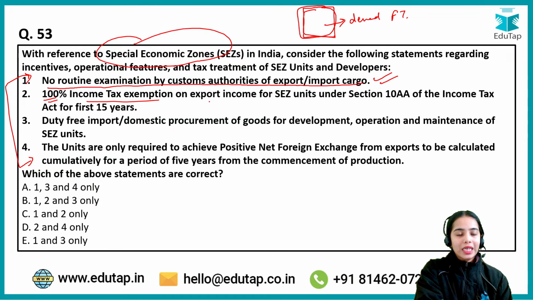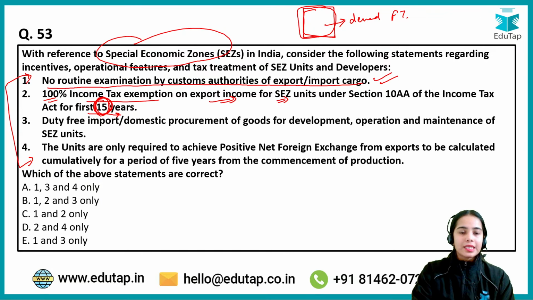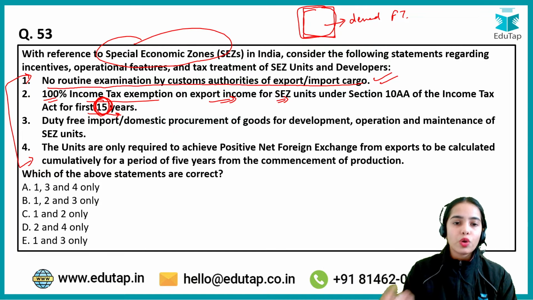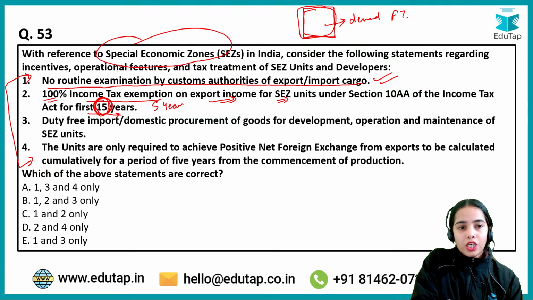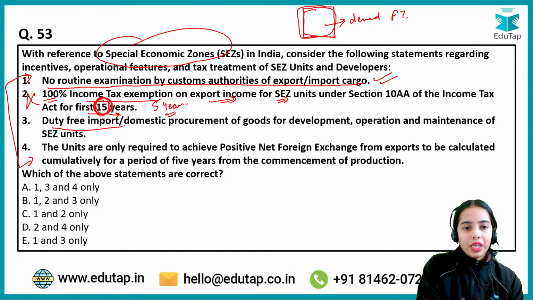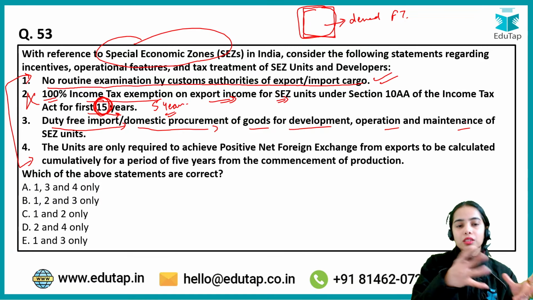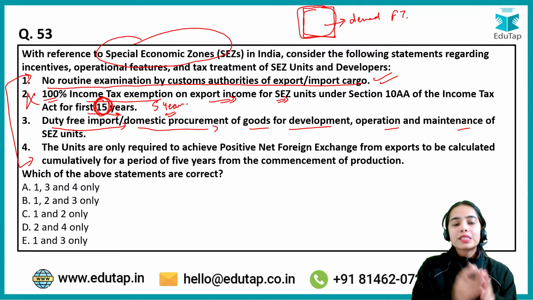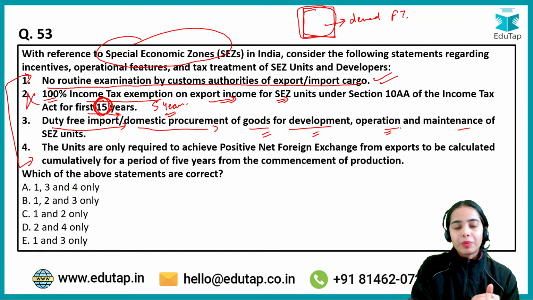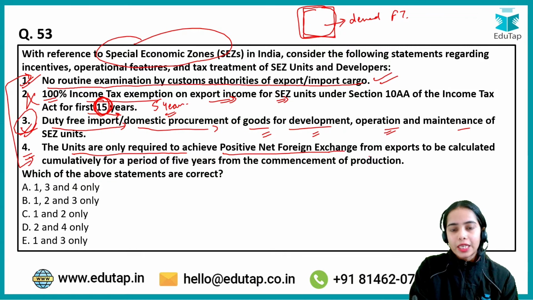100% income tax exemption on the export income for special economic zone units for the first 15 years. For the first how many years? The 100% income tax exemption on the export income is for 5 years. So yes, it is 5 years. So this is wrong. 100% income tax exemption on export income for the special economic zone is for 5 years. Okay. The duty-free import or domestic procurement of goods for development, operation, maintenance of SEZ units. So if the import or domestic procurement has to happen, it is duty-free import for the goods for the development and operation. So this is correct. Now, the units are only required to achieve positive net foreign exchange from exports.